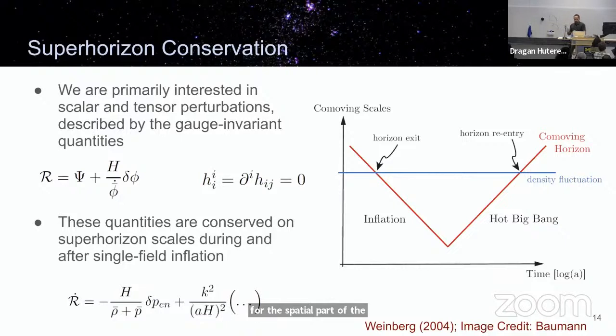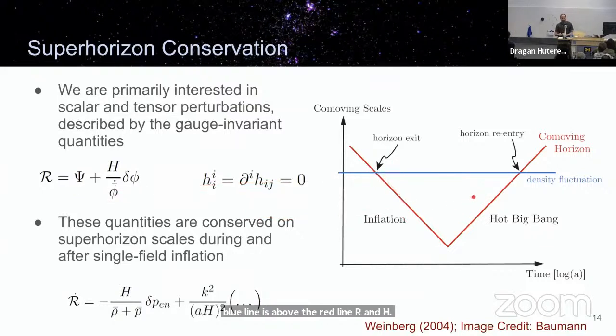Now, a very important fact is that these gauge invariant quantities, the co-moving curvature perturbation R and the tensor perturbation H, are conserved outside the horizon during and after single field inflation. There's a lot hidden in that statement, but all I really want you to take away for now is that when the blue line is above the red line, R and H are constant.